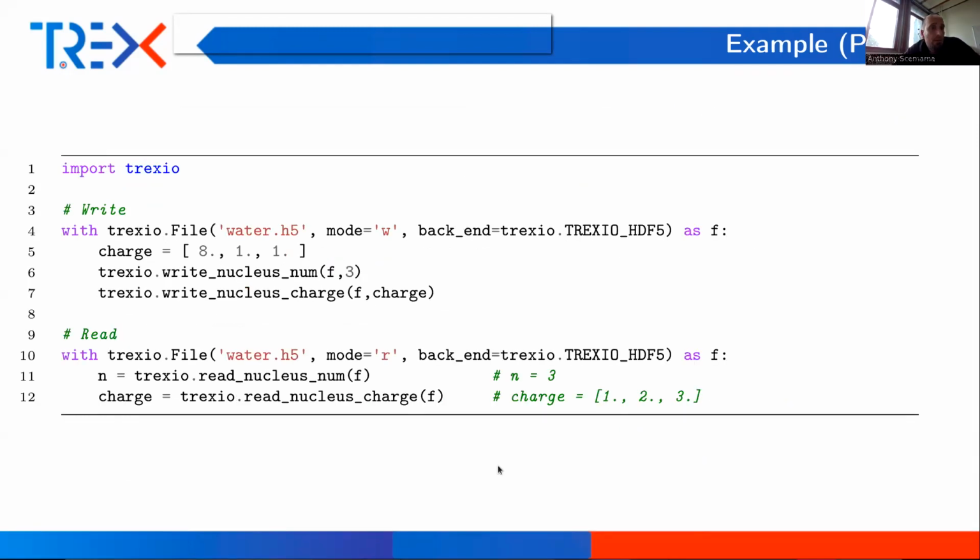Here is an example of the Python interface. Basically it's the same. You import TREXIO, you open the file, and then you have the same names for the function calls. There is no return code because the errors are handled with exceptions, which is more the way to do it for Python users. And when you read something, it goes on the left of the equal sign. That's the only difference from the C and Fortran API.